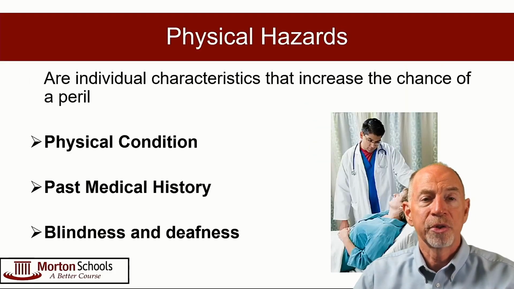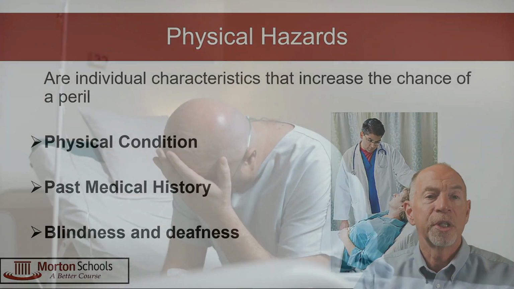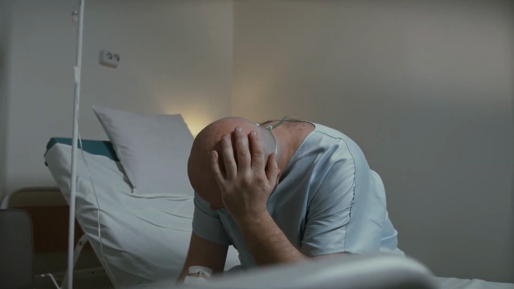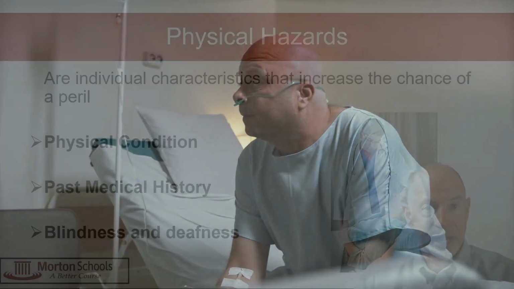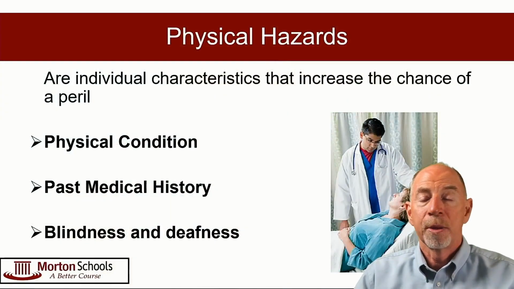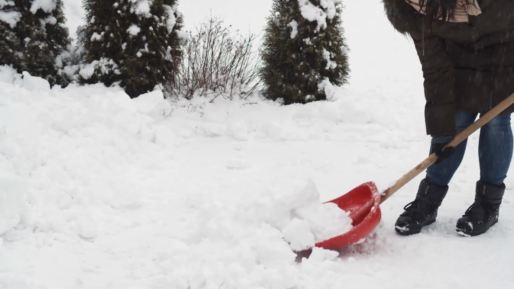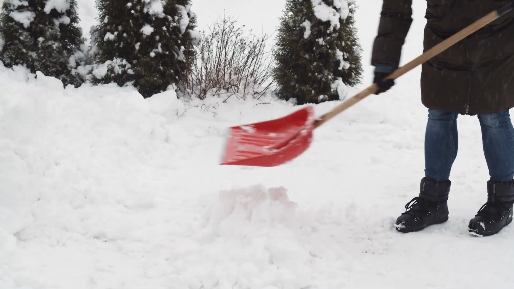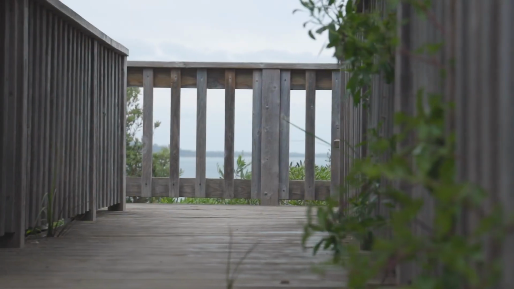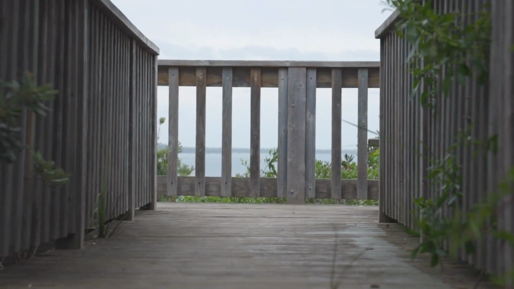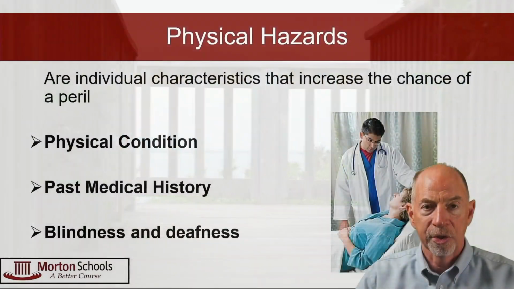So you have physical hazard. That would be some sort of physical condition you might have, like on the life and health side, blindness, diabetes, heart problems. On the property casualty side, a sidewalk that hasn't been scraped the snow off of, a deck with a nail sticking up that somebody might trip on. These would be physical hazards.